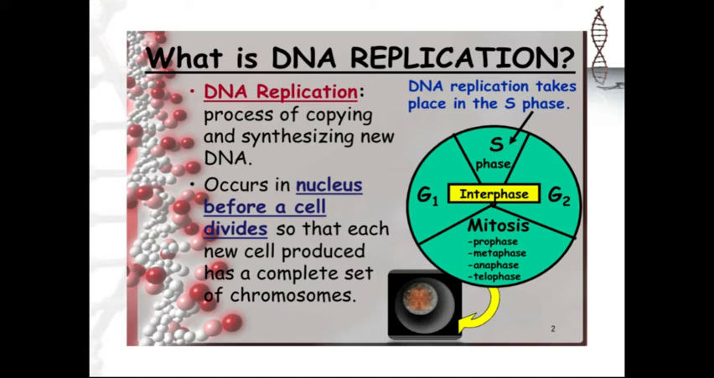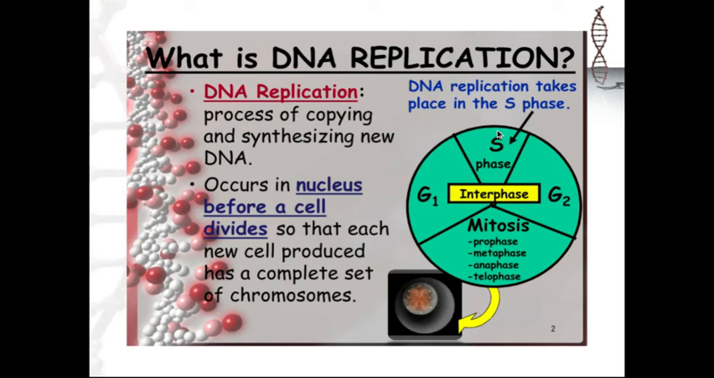Model 3 is also going to talk about chromosome structure, which I'm going to wait and talk about in a different screencast simply because I want some props to show you that. But it occurs in the synthesis phase, and it occurs before a cell divides so that each new cell has a complete set of chromosomes.